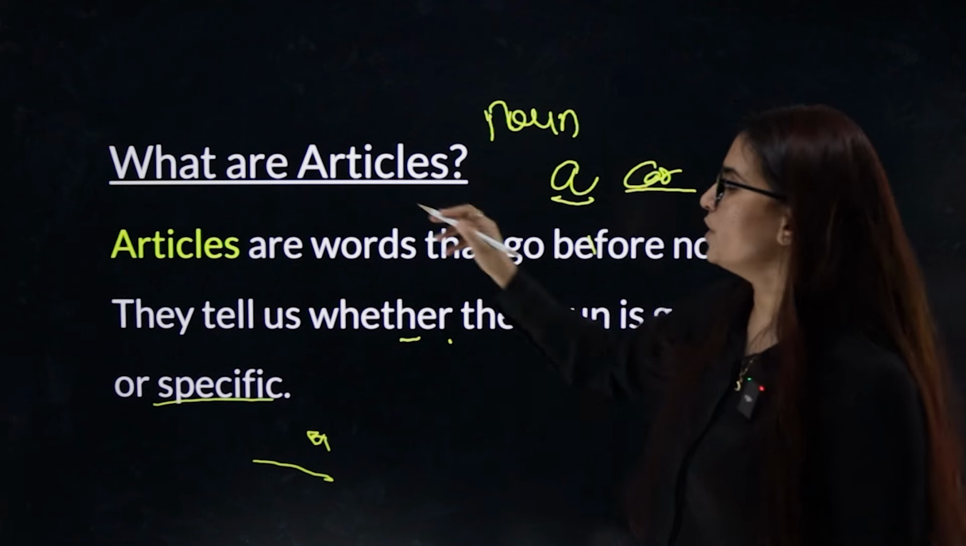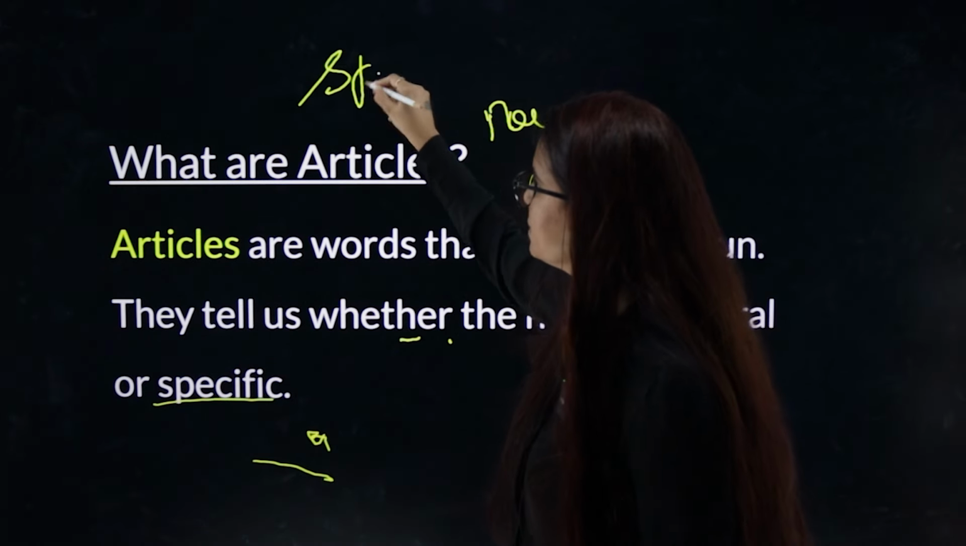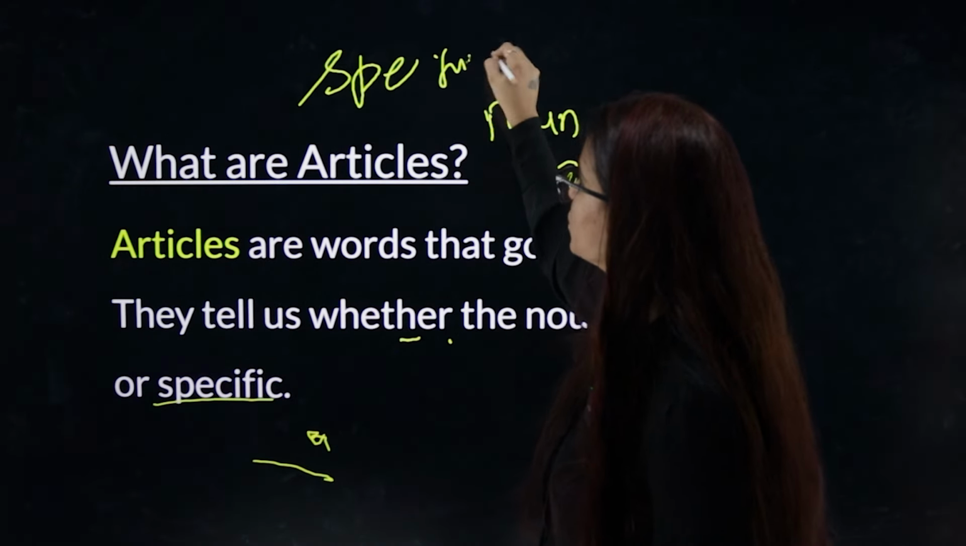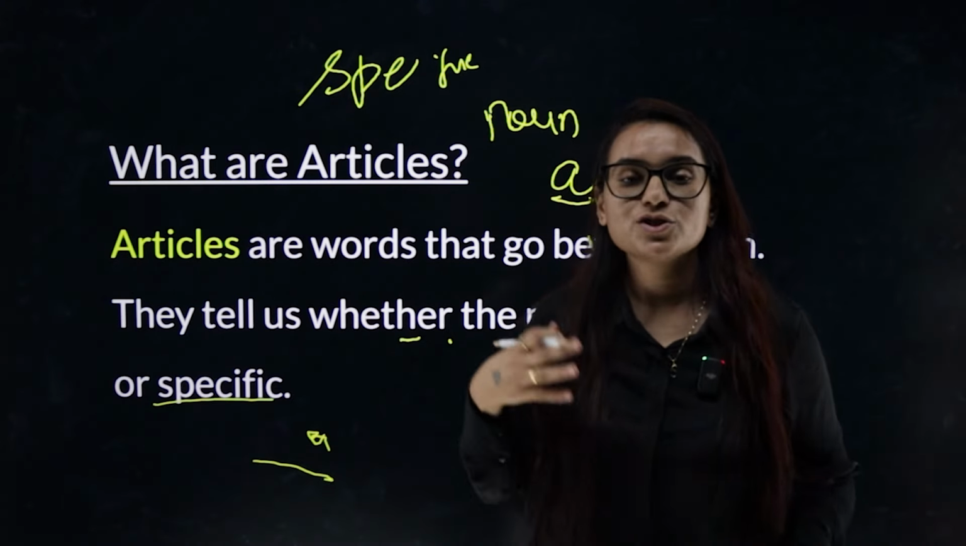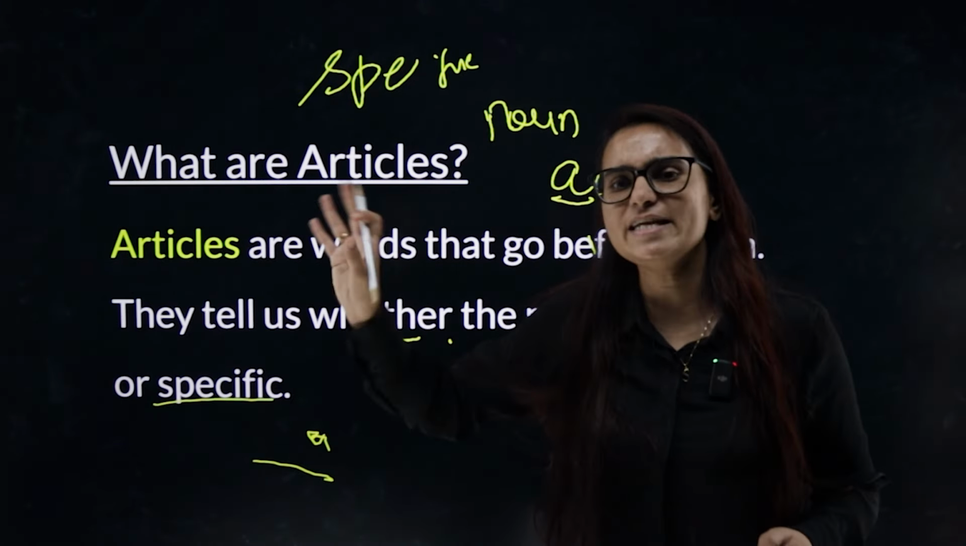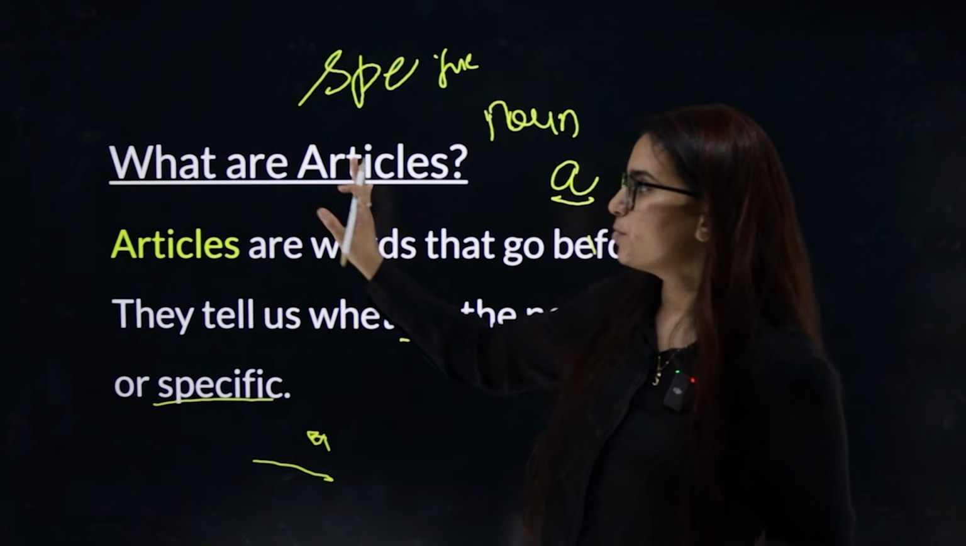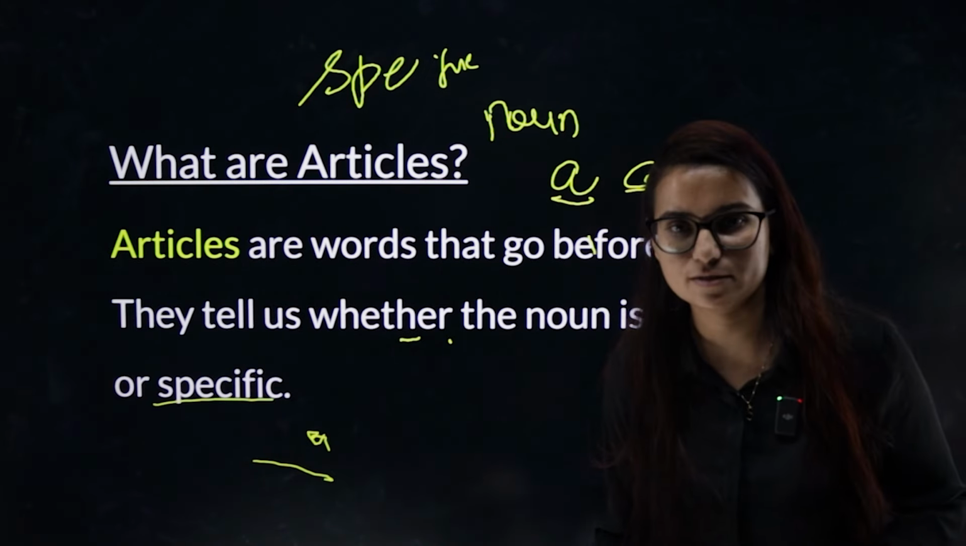So we have two words here to remember. We have specific. Specific means something which is unique, which is only one, which you and I know about. General means anything, any car, any bird. We are talking about general. So that is called articles.